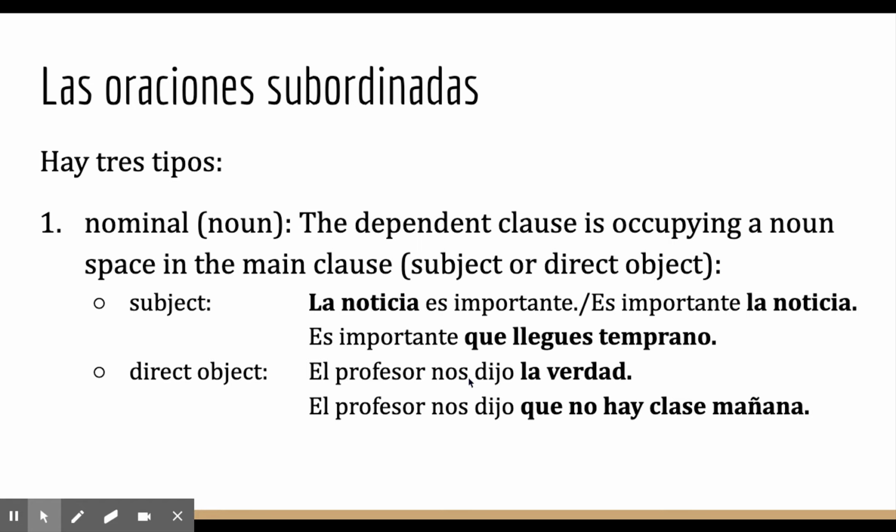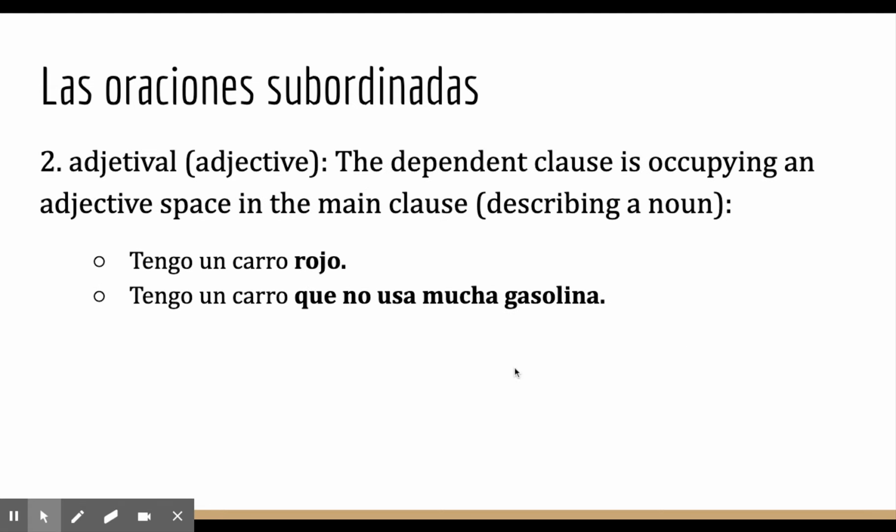So el profesor nos dijo la verdad, the teacher told us the truth. Or el profesor nos dijo que no hay clase mañana. The teacher told us there's no class tomorrow. And now that que no hay clase mañana is replacing a noun functioning as the direct object. So that's why it's called a noun clause.